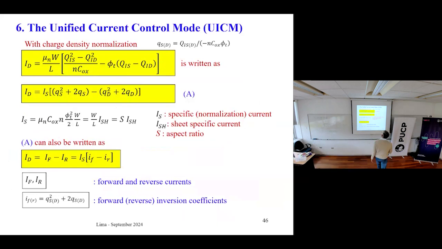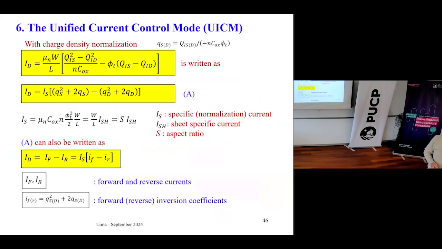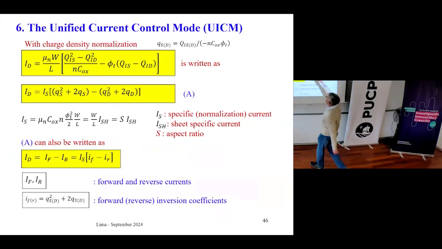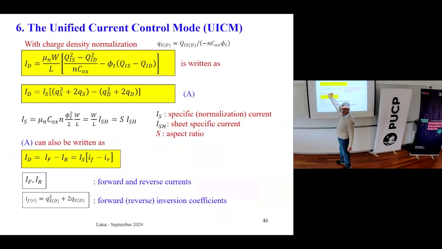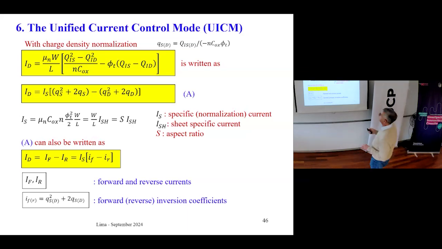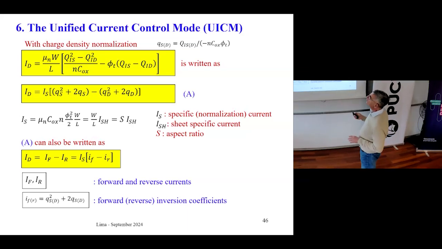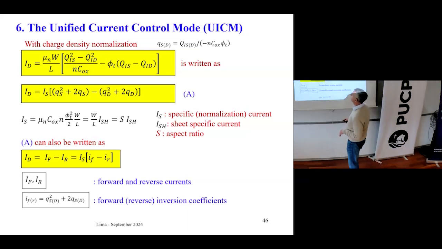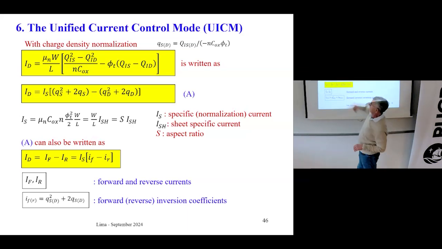Now we can normalize currents as we did with charges. I love normalization. Okay. And write this equation in terms of the normalized charge and the specific current. I'm not going through the algebra. It's very simple to find this expression, right? And here this is, I would say, a scaling factor of the current, right? I gave this expression before.